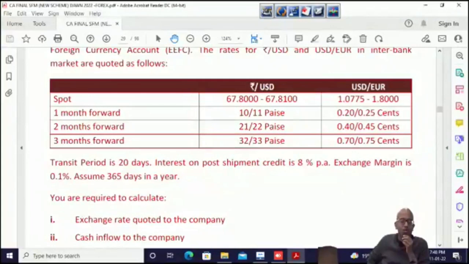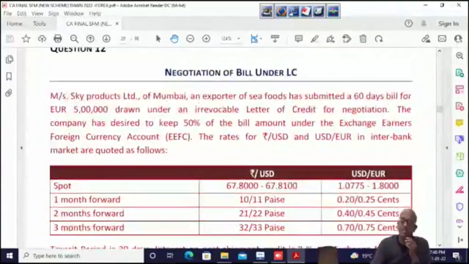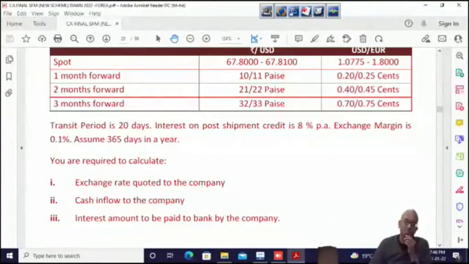So we are given the 1 month rate, 2 month rate, 3 month rate. It seems like we should use the 2 month rate because it is a 60 days bill. The transit period is 20 days. So the 60 days is the issuance period, and this 20 days is the transit period. So 60 plus 20 is 80.